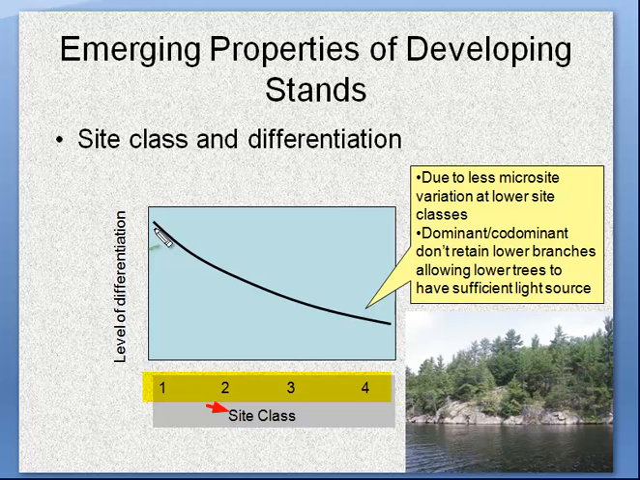So in other words, the better the site, the faster we go through the stages of stand initiation, stem exclusion, and so on. When you get to a very poor site, everything slows down as far as the differentiation of the forest stand into different vertical structures.